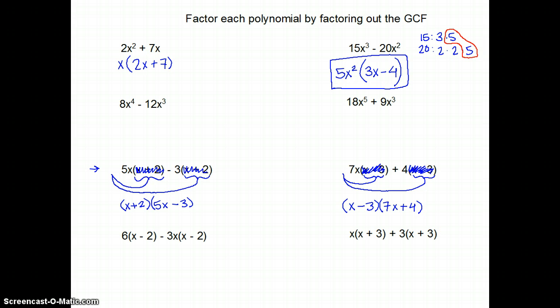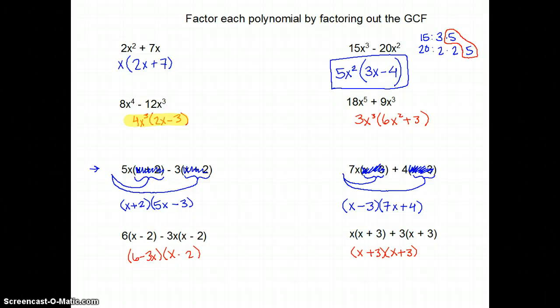Go ahead and try the remaining 4 on your own after pausing the video. For the first, you should have 4x to the third on the outside with 2x minus 3 on the inside of your parentheses. Second, you should have factored out 3x to the third, leaving you with 6x to the second plus 3 inside parentheses. To the bottom left, you should have factored out an x minus 2, leaving you with a 6 minus 3x in the other parentheses.